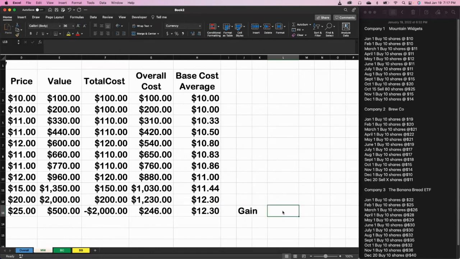Okay, so to calculate our gain, the first thing we need is to know how much money we received. In this case, we're going to put in -1 times, and we'll use the total cost, which is the money we received back. So that's going to be $2,000. The reason we're using -1 is that anytime you multiply a -1 by a negative number, it gives us a positive number, and that's what we're looking for.